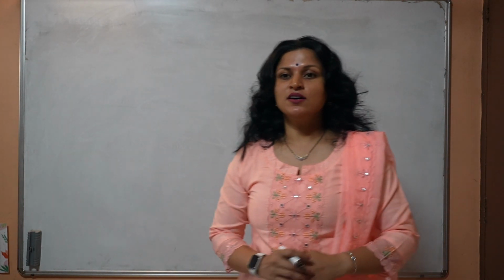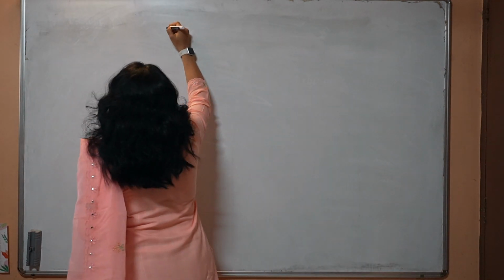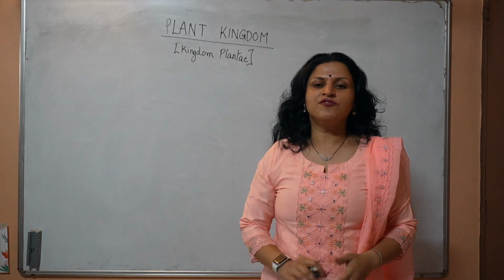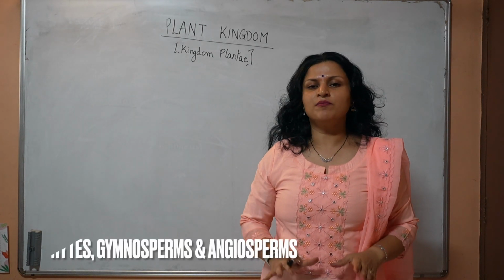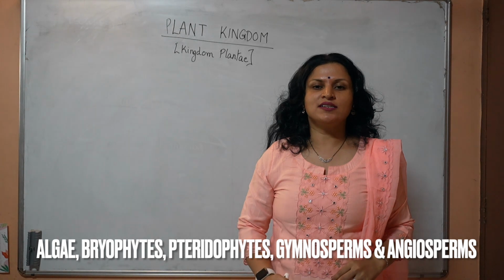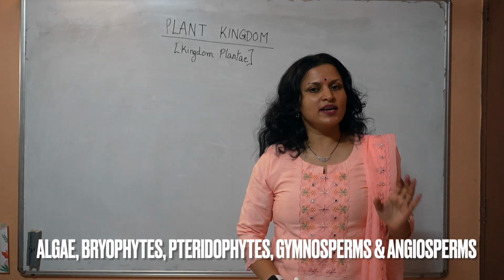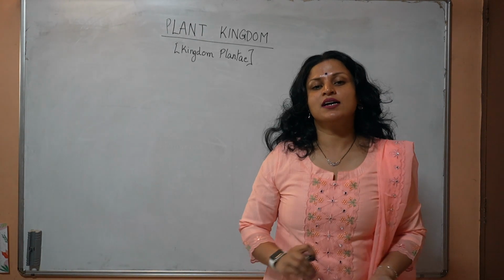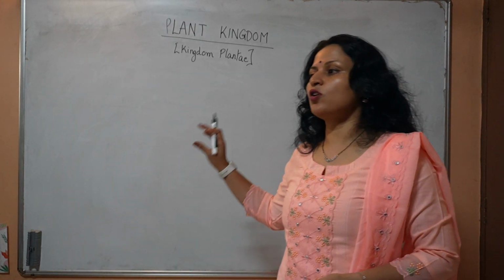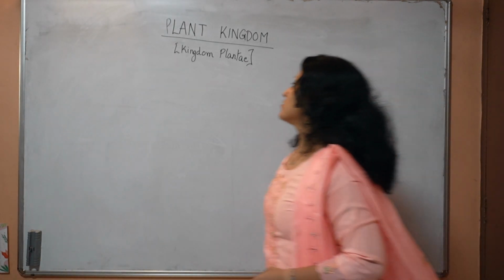The new chapter, kingdom Plantae or plant kingdom. So this chapter is about studying the 5 divisions of kingdom Plantae, that is algae, bryophytes, pteridophytes, gymnosperms and angiosperms. But before we start with the 5 divisions, there is a small topic that we need to cover. Let us look at it.